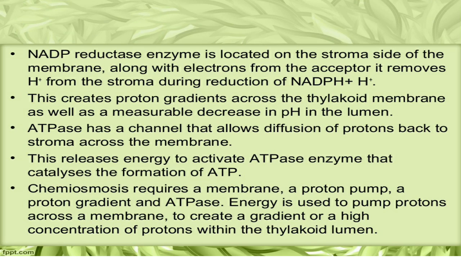ATPase has a channel that allows diffusion of protons back to stroma across the membrane. This releases energy to activate ATPase enzyme that catalyzes the formation of ATP. Chemiosmosis requires a membrane, a proton pump, a proton gradient and ATPase. Energy is used to pump protons across a membrane to create a gradient or a higher concentration of protons within the thylakoid lumen.